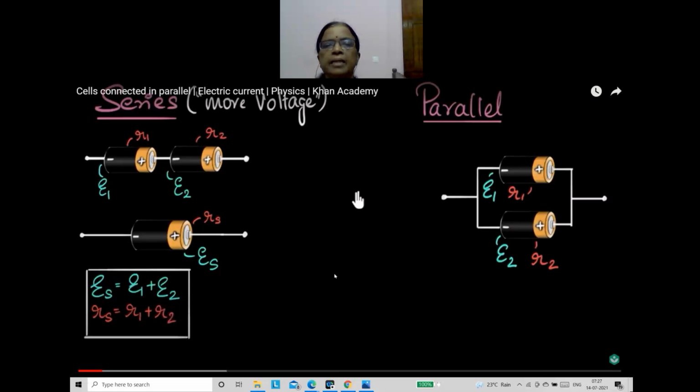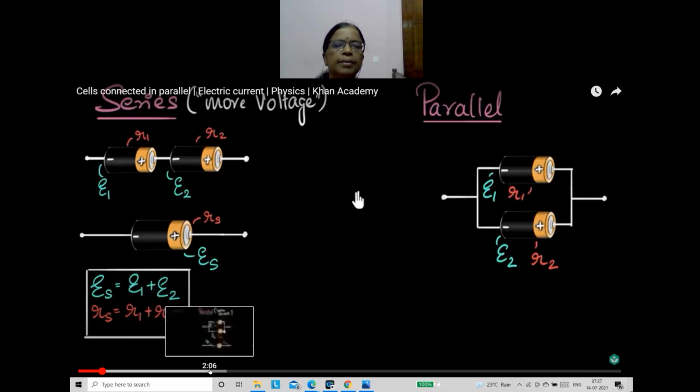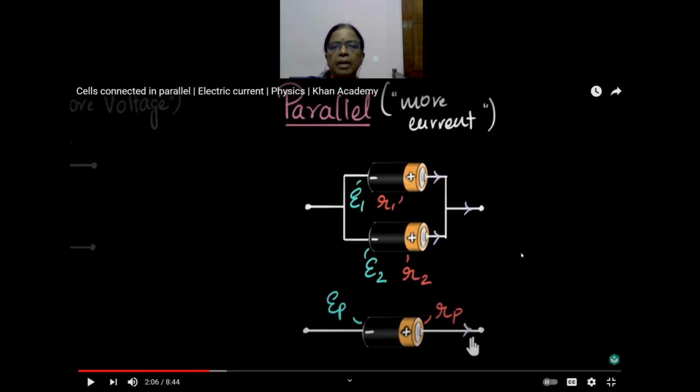Next is cells connected in parallel. You can see the parallel combination here. For the series combination we use it for getting more voltage, and the parallel combination we use mainly for getting more current. We use the parallel combination for getting high current.